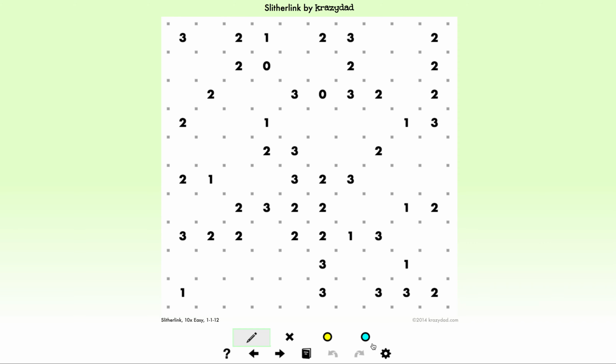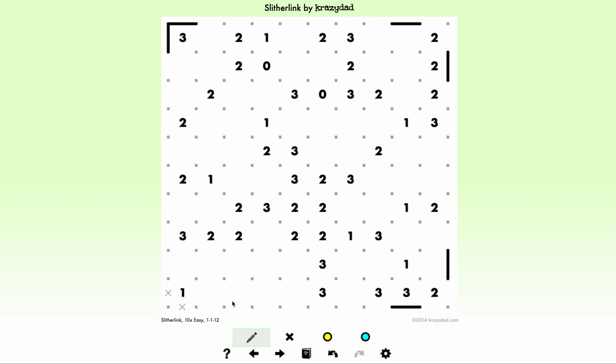All right, let's start by looking at the corners, as I always do. 3s get that configuration, 2s get this configuration like that, and 1s can put X's there to indicate that there's no segment that'll go there.